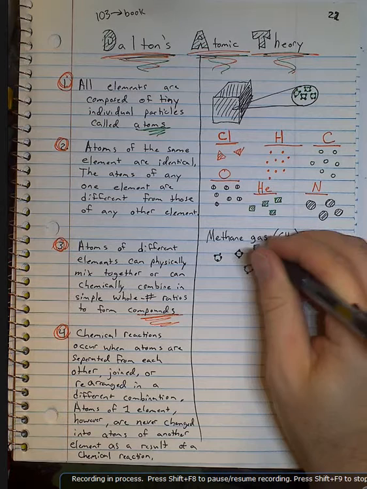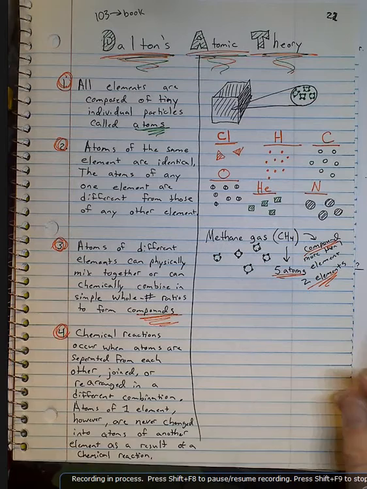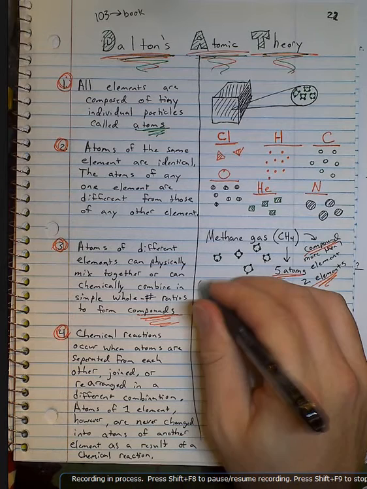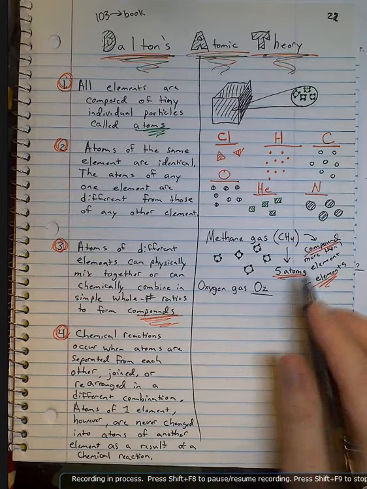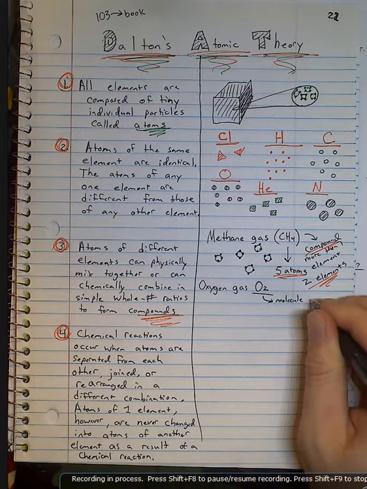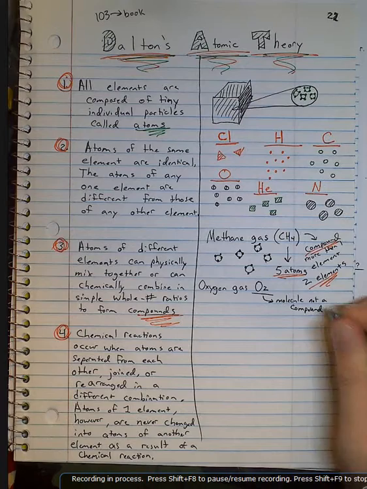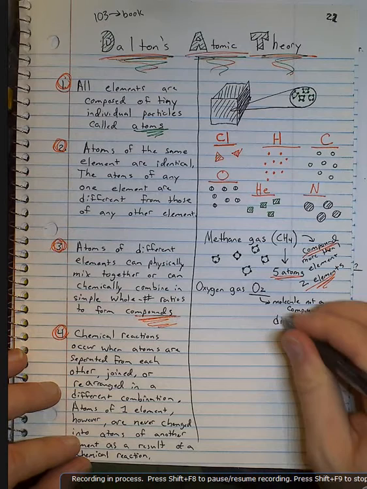Let's do some oxygen gas. Oxygen gas is a diatomic, O2. Because we have two of the same things, this is not a compound, but it is a molecule. Not a compound. Okay? And this is considered a diatomic, because it's two of the same, O2.